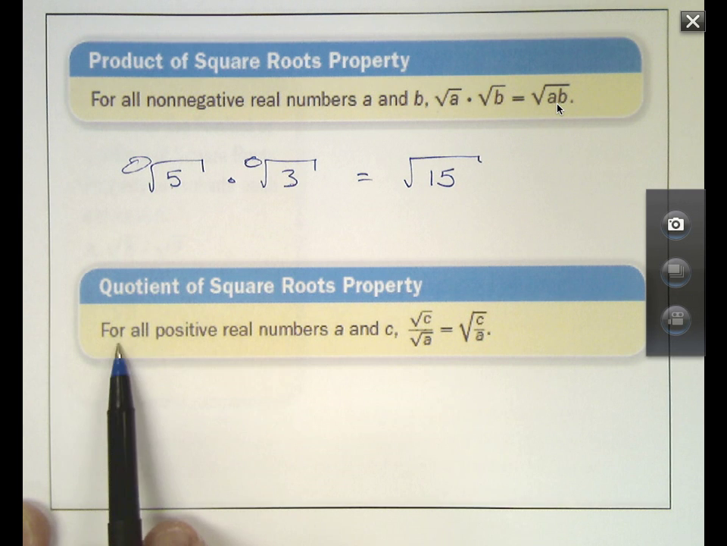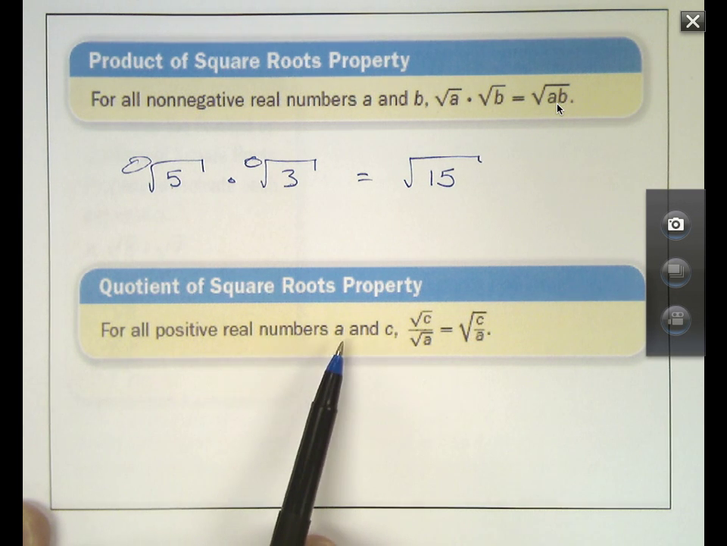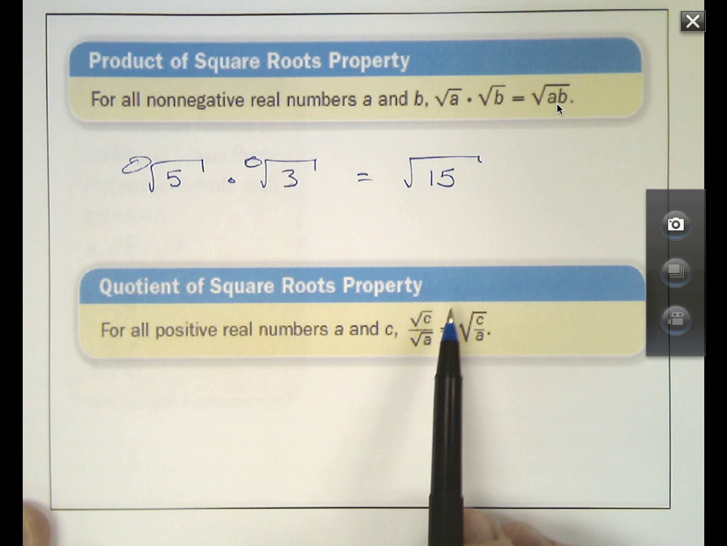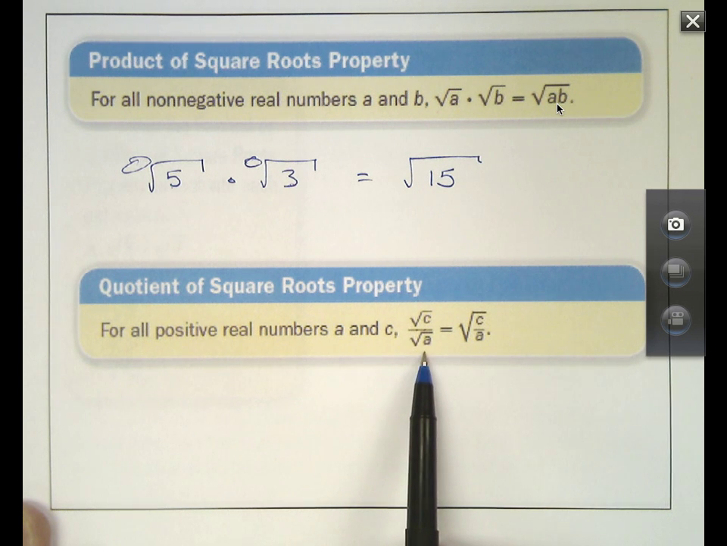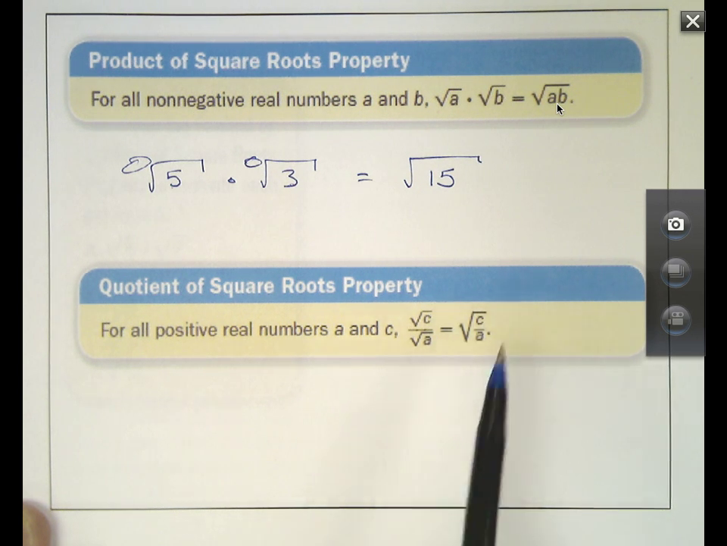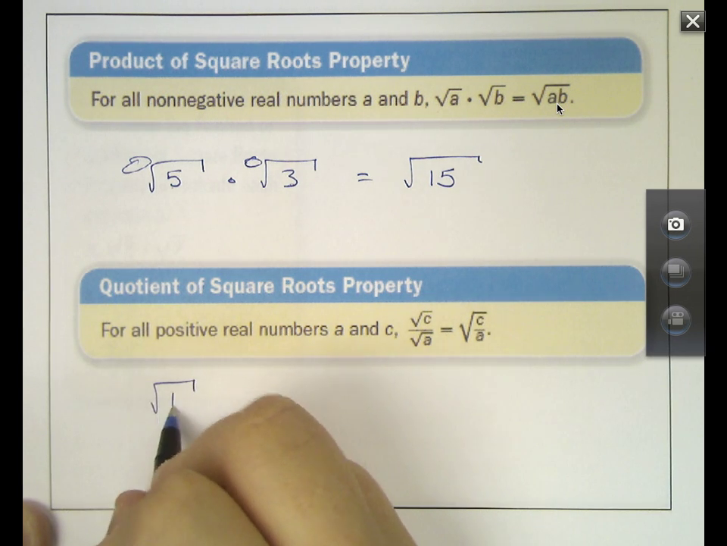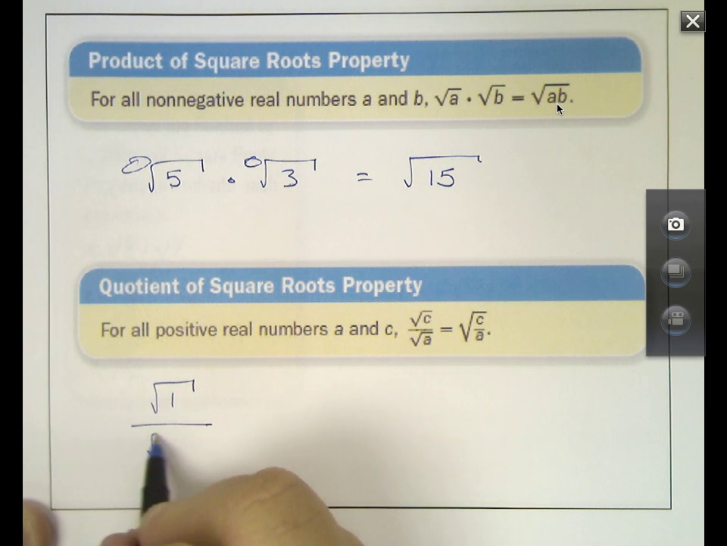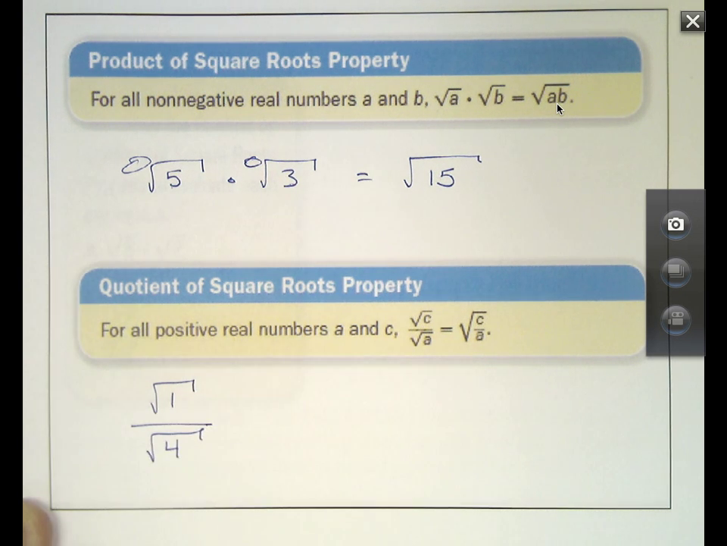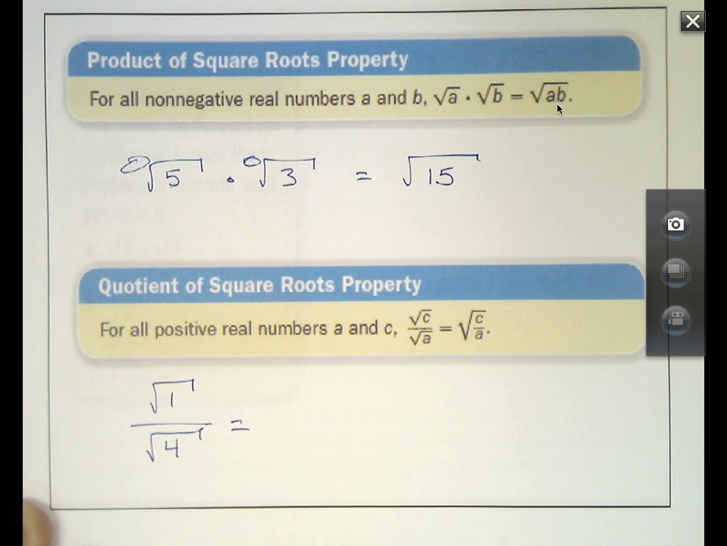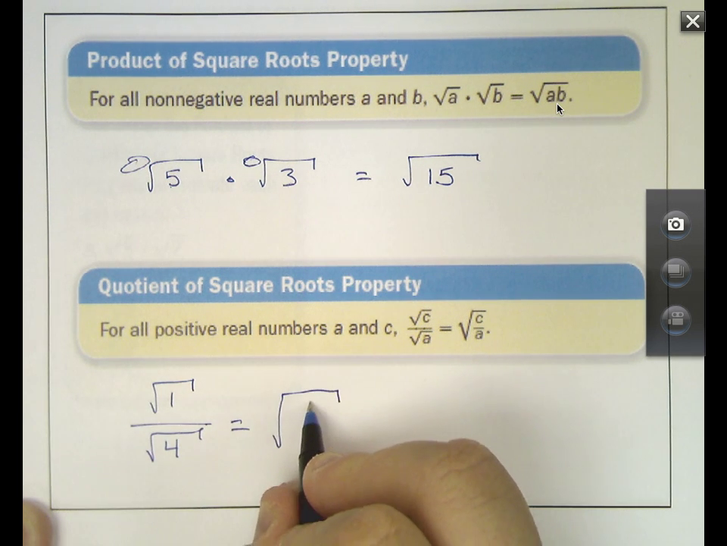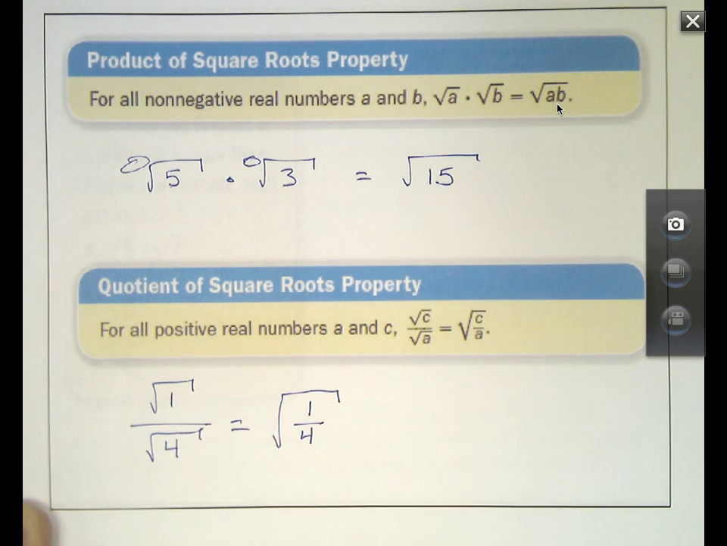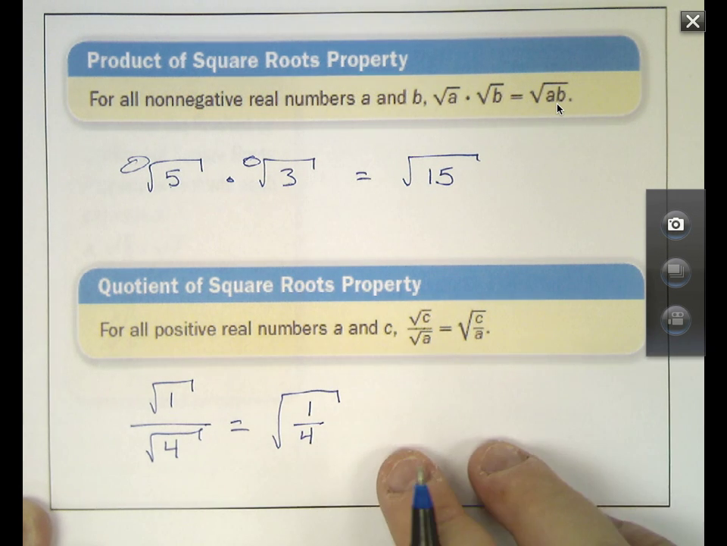The quotient of the square roots property. For all positive real numbers, A and C, the square root of C divided by the square root of A equals the square root of C over A. So in essence, the square root of 1 all over the square root of 4 is equal to the square root of 1 over 4. Okay? And those are two properties that you need to remember.